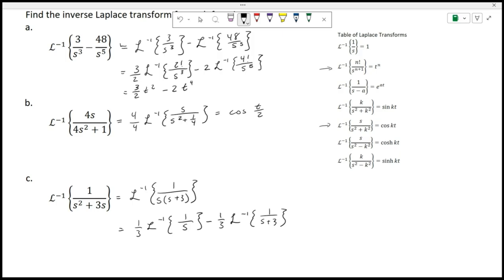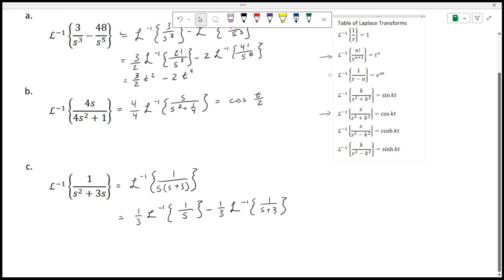And now that it's broken down, I can see this isn't going to give me trig functions. The first one is going to be just like our first example, where I have a constant over a power of s. And the second one is this e to the at function here. So those are the two that I'm going to use.